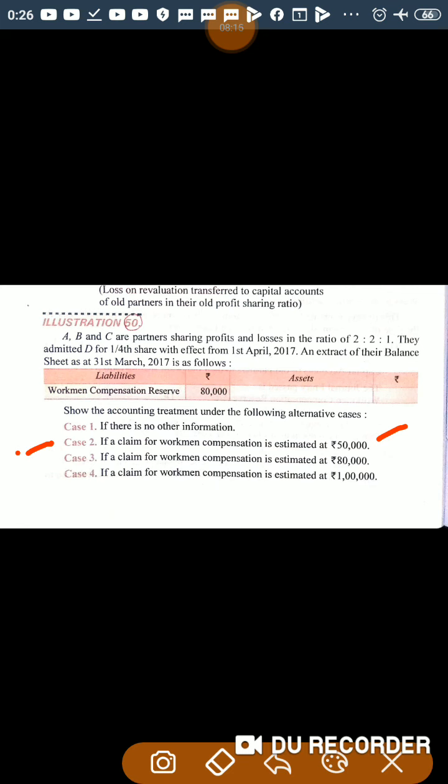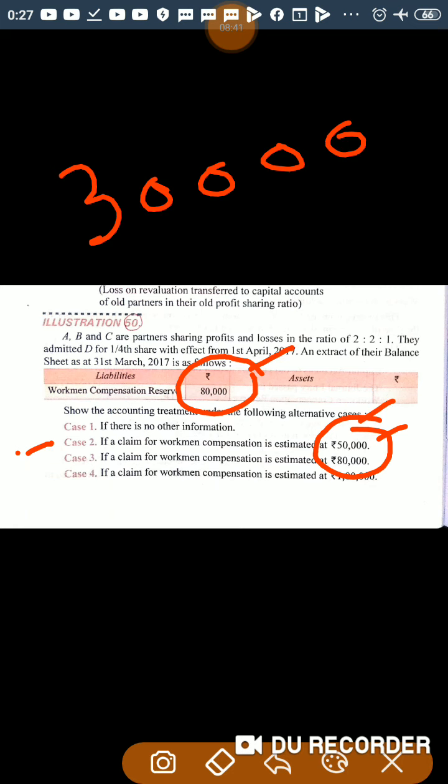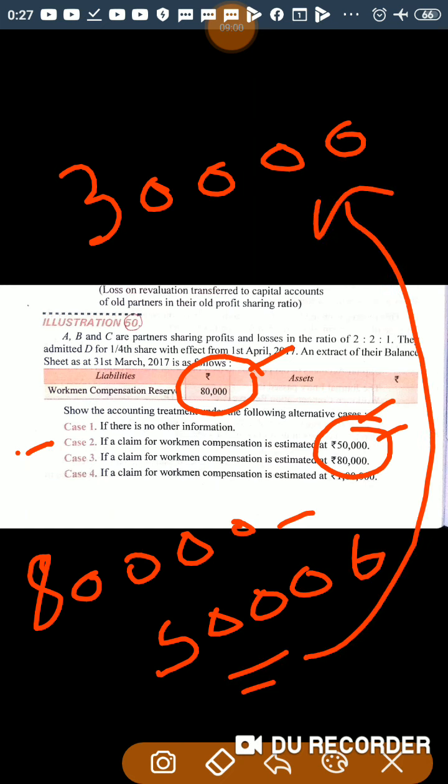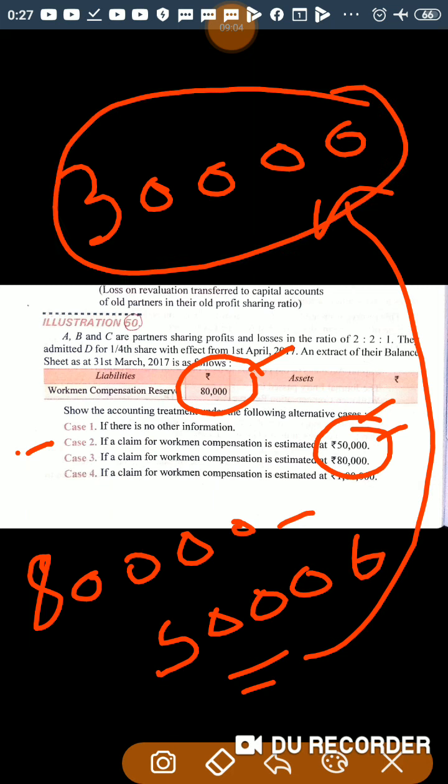If you go through, we are having a workmen compensation reserve of 80,000, and the actual liability towards workmen compensation claim is 50,000. So out of this 80,000, 50,000 will be utilized to meet this claim, and the rest of 30,000 is the excess over actual liability. How do you get the excess? 80,000 workmen compensation reserve minus 50,000 actual claim, so the remaining is 30,000. This excess 30,000 will be distributed among the old partners in their old ratio.